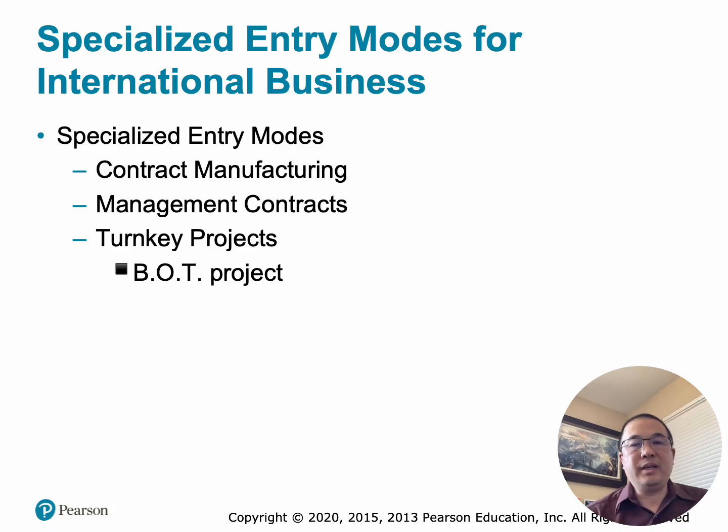The advantages would be lower production costs, avoids building factories abroad, and quick market entry. However, the disadvantages are less control over production quality and the risk of intellectual property leakage. Number two, management contracts. What is it? A company provides management expertise to another company in exchange for a fee. The company manages the operation but does not necessarily own it.